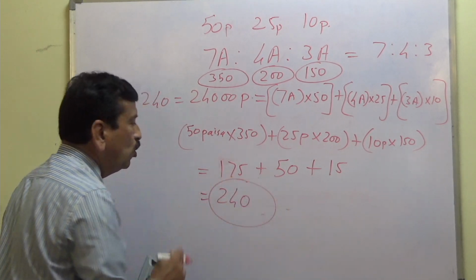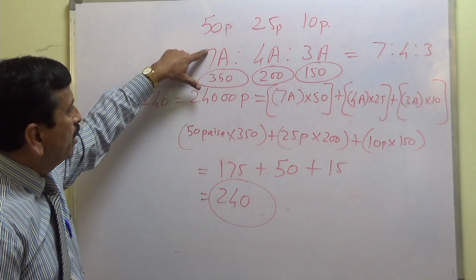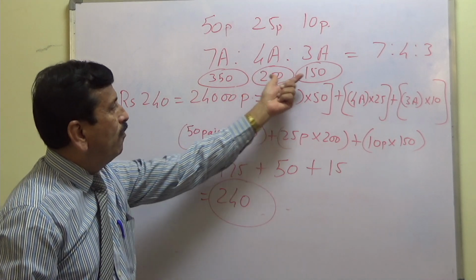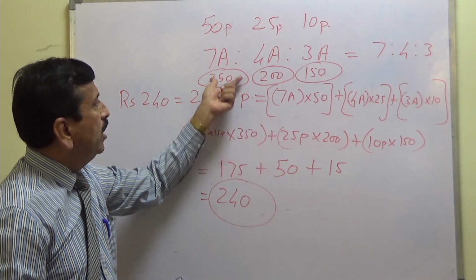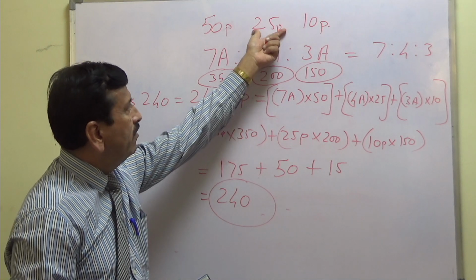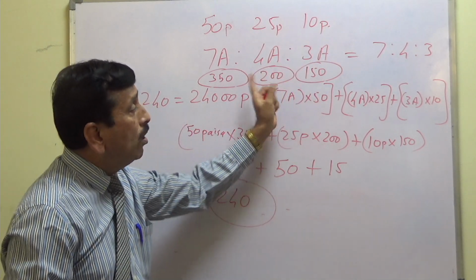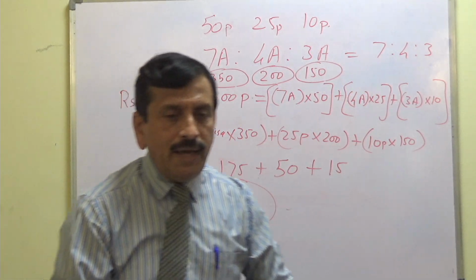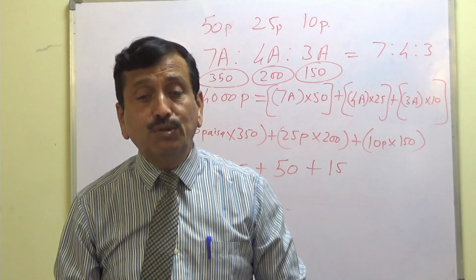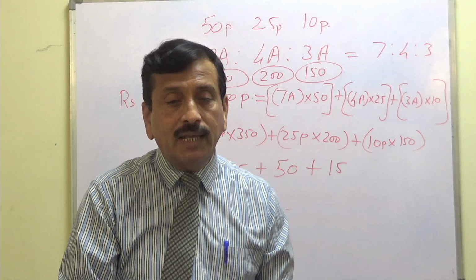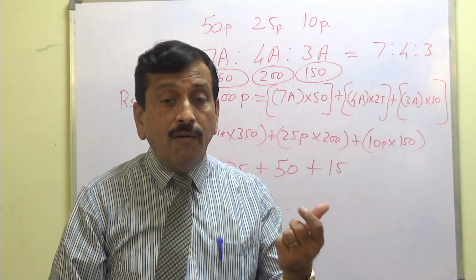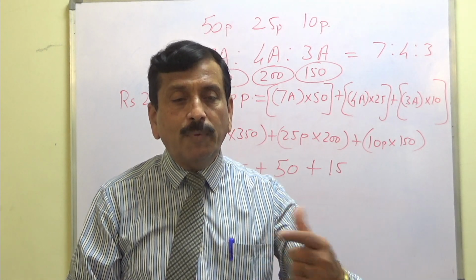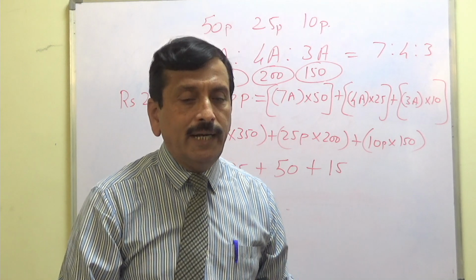So this is the 240 rupees having three different denominations, 50, 25, 10, and we obtain the quantity 350 of 50 paise, 200 of 25 paise, 150 of 10 paise, because they are given in the ratio 7:4:3, and the ratio is also there and their values are also different. Therefore double variables are there. One is a quantity, the other is the value per denomination. 50 paise is different from 25 and 10. So the problem becomes a little bit more complicated.